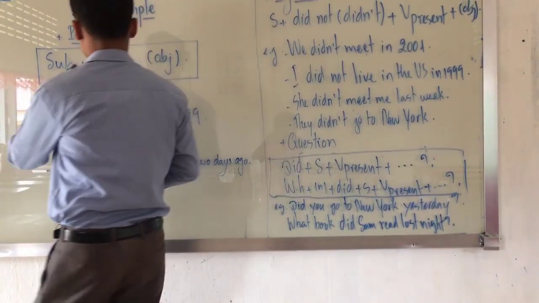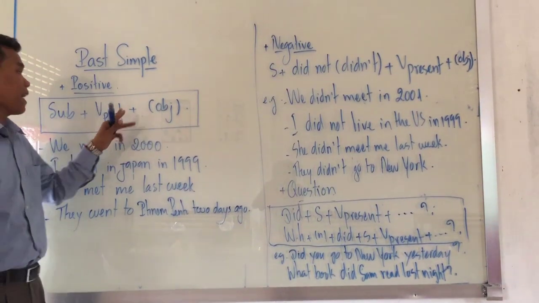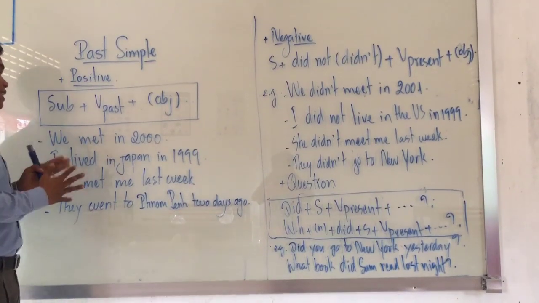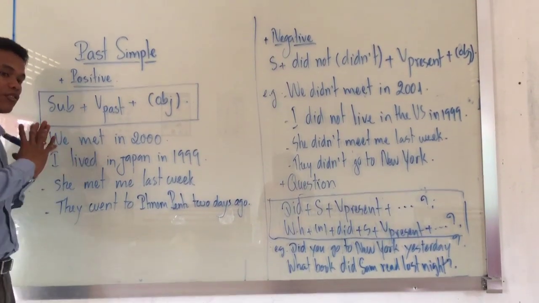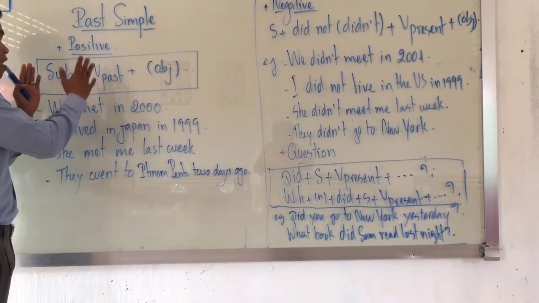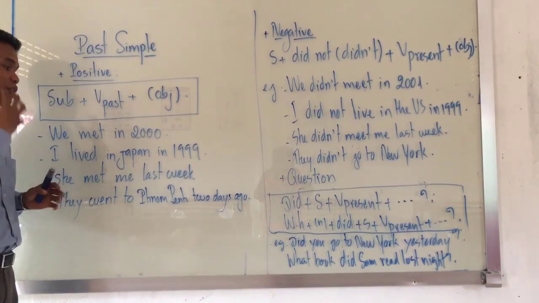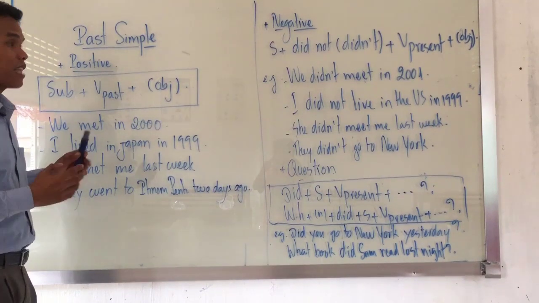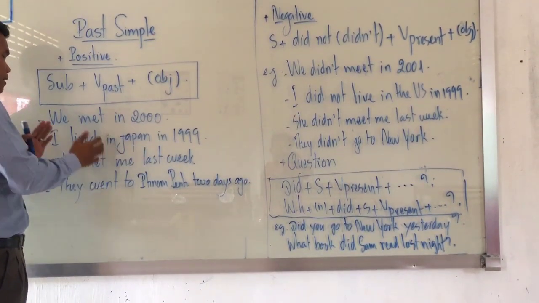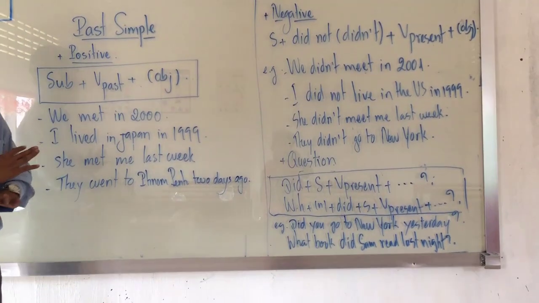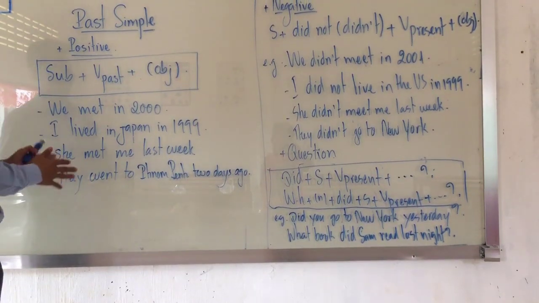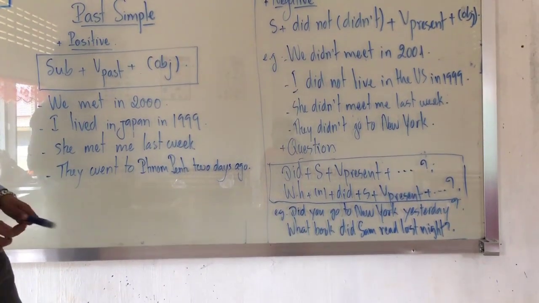Again, positive, we have subject plus verb past, object is optional. Bear in mind that all persons here do not need any s or es at all because the verb can be used with all persons the same. Any subject does not need s or es like present. So in past, verbs are the same in all persons.